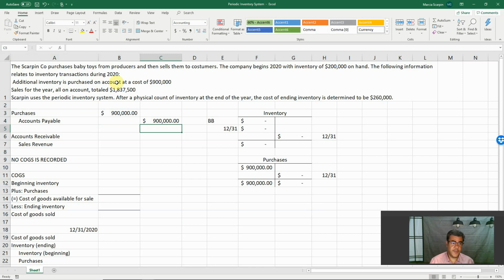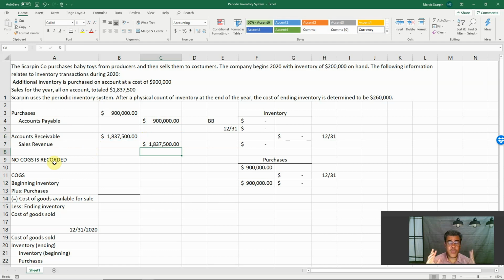So accounts payable $900,000. Okay. Sales of the year, all on account, totaled $1,837,500. So we record the sales. Accounts receivable 1,837,500 here. No cost of goods sold is recorded here, only at the end of our period.